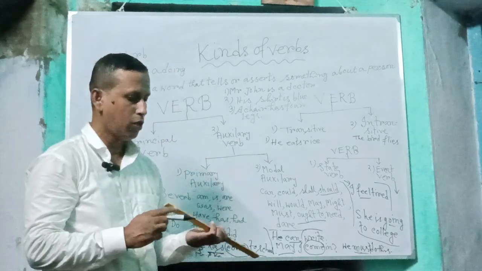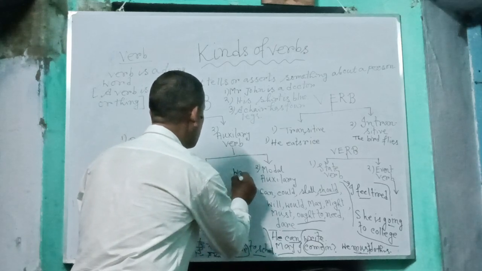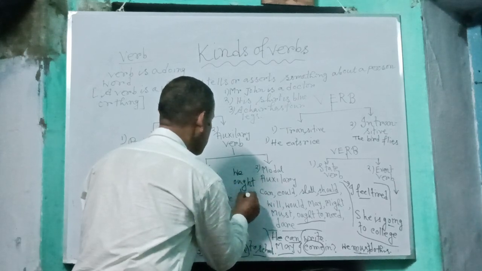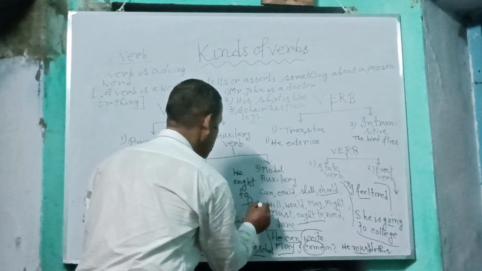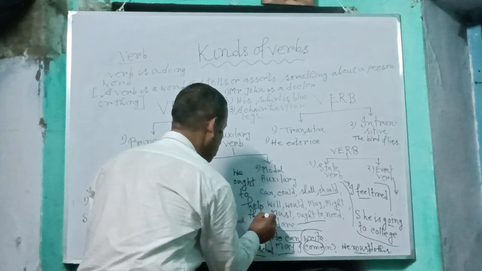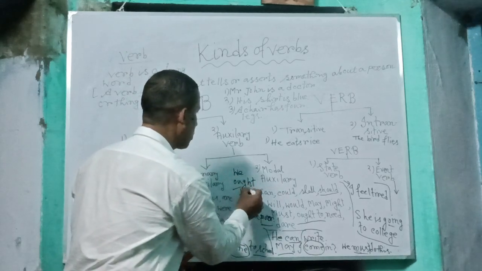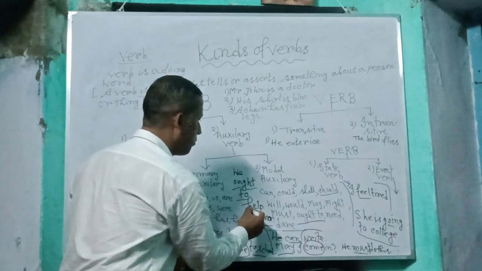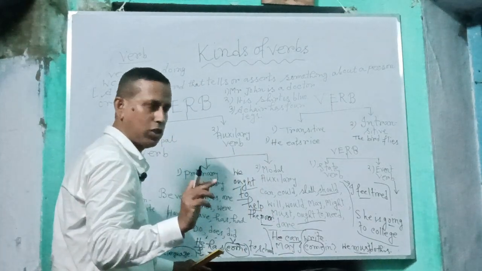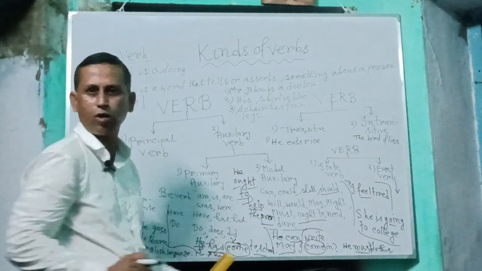One example is: we ought to help the poor. The object is poor, meaning all poor people. Here the modal auxiliary is ought to, and the main verb is help. There is no change to the past tense after the helping verb. Remember this: the main verb is always in the present form. This is the difference between the primary auxiliary and the modal auxiliary.